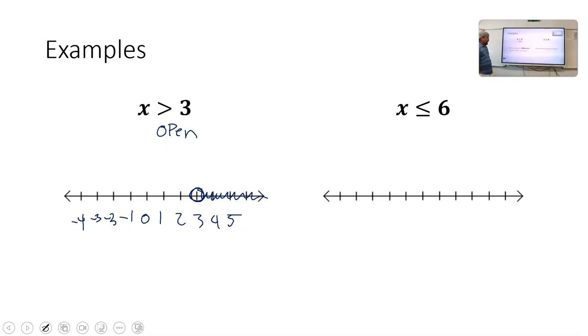Or you could choose a number. We could have chosen like a 5. Is 5 greater than 3? Yes, it is. That means we're going to shade that way.